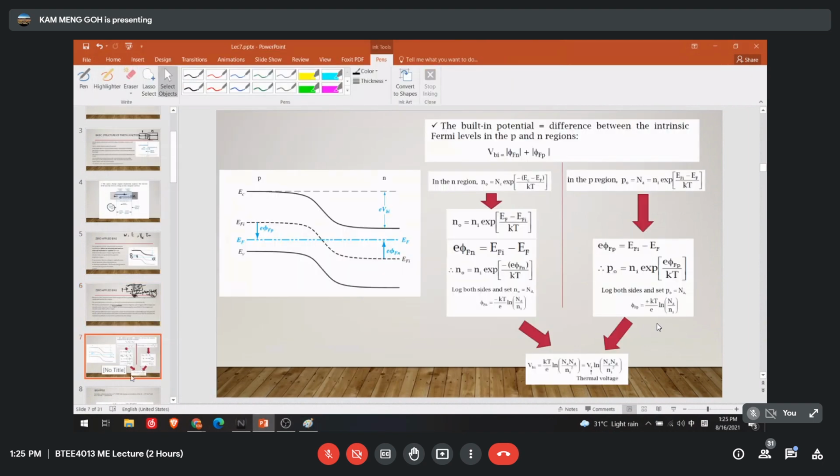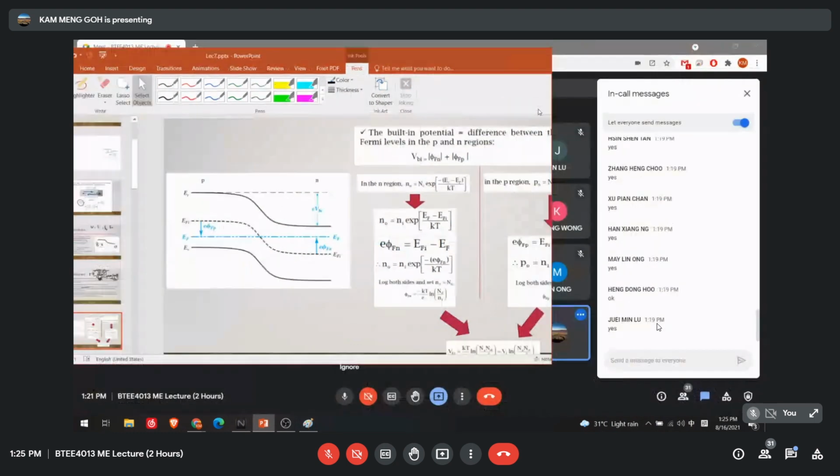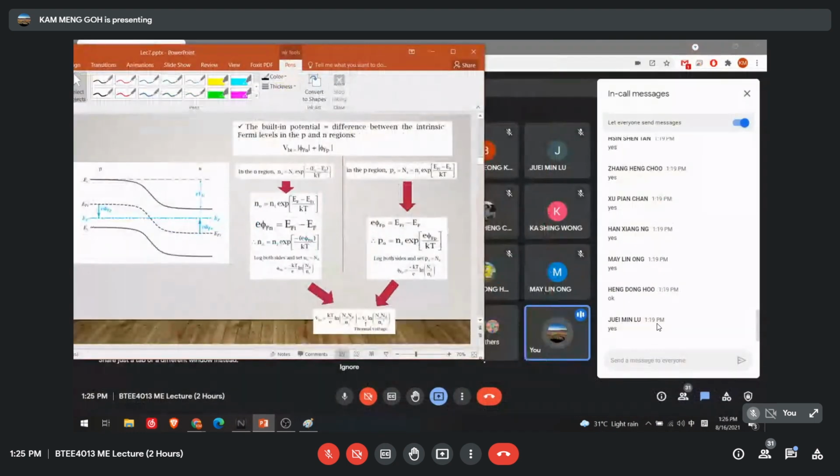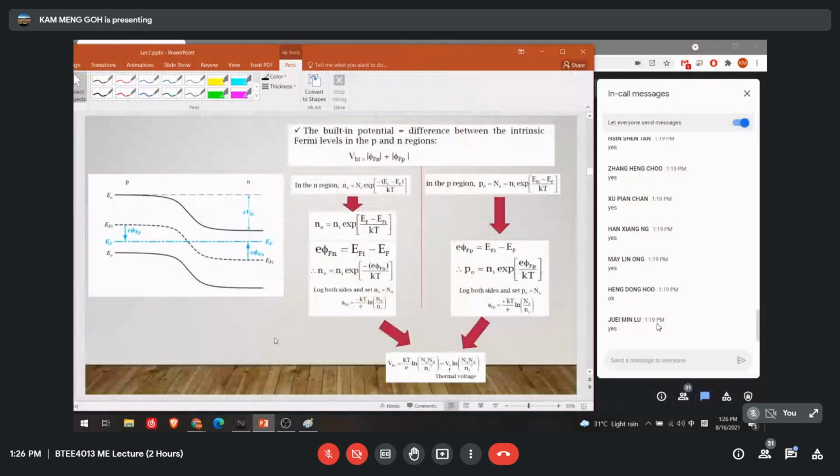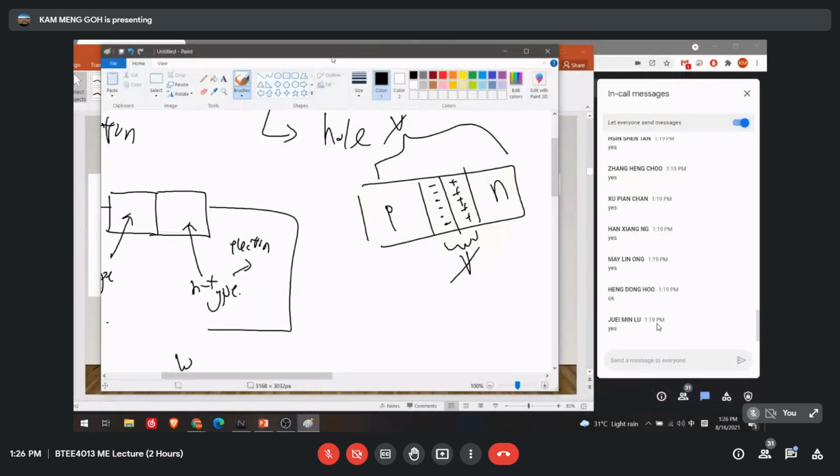Okay, let's try to play around with the formula. Let's see this. According to the graph, let me remove this. Where is the side?